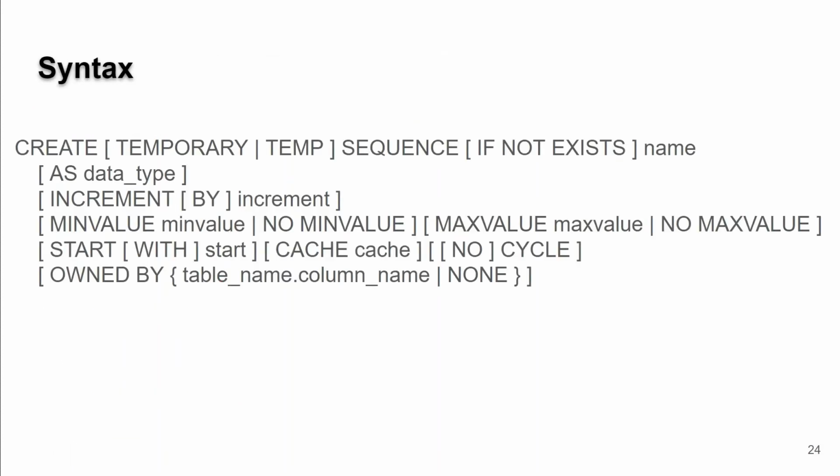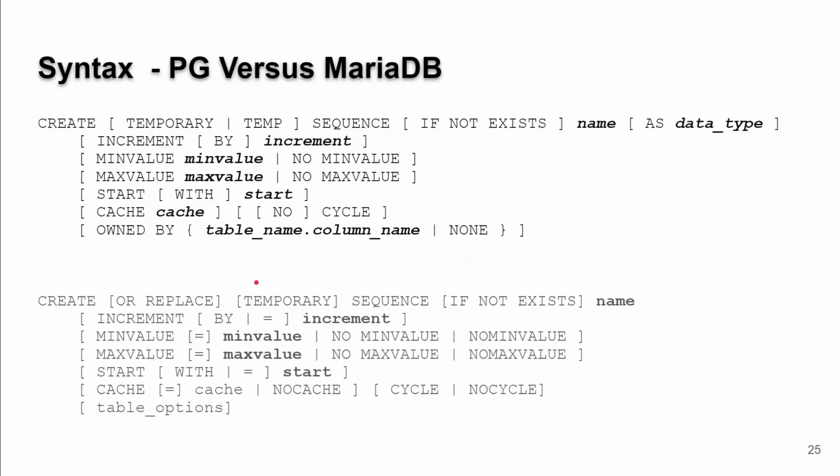Now, the syntax for creating a sequence is fairly simple. Create temporary or temp sequence and then give it a name. You can define the data type, the incremental value, min value, max value, where to start, whether it be cached, and who owns it if it's not specified.